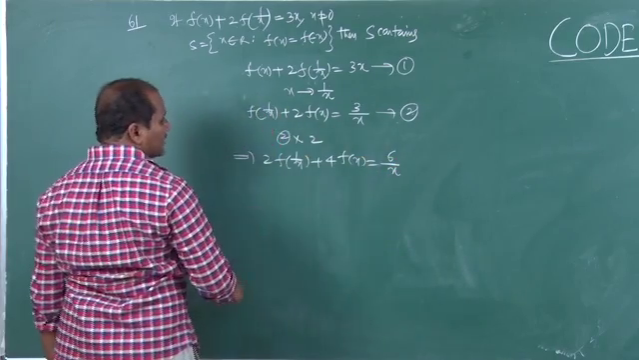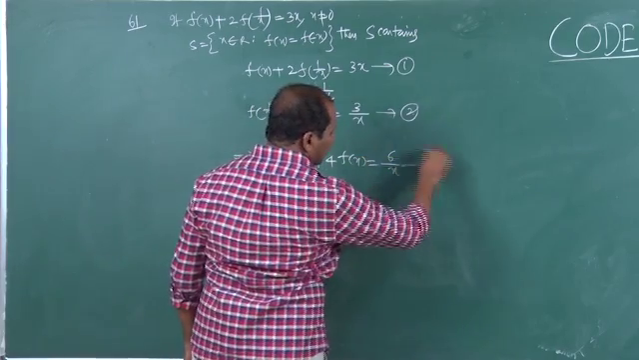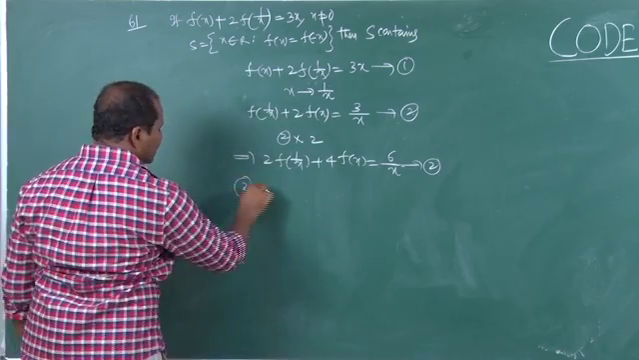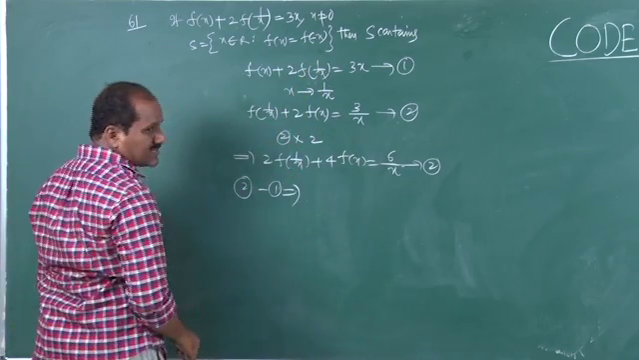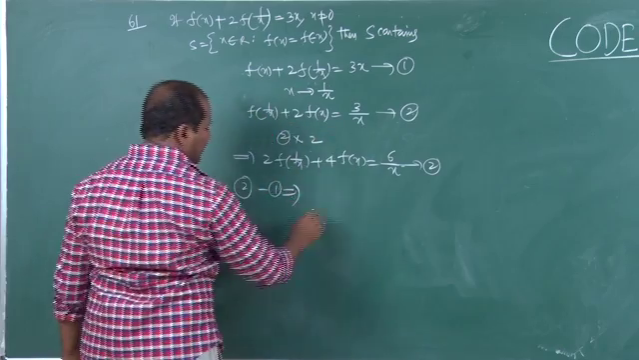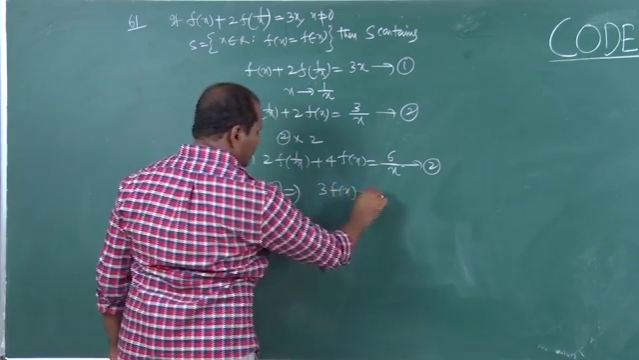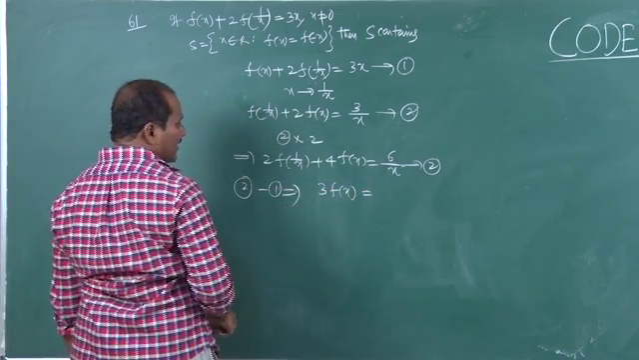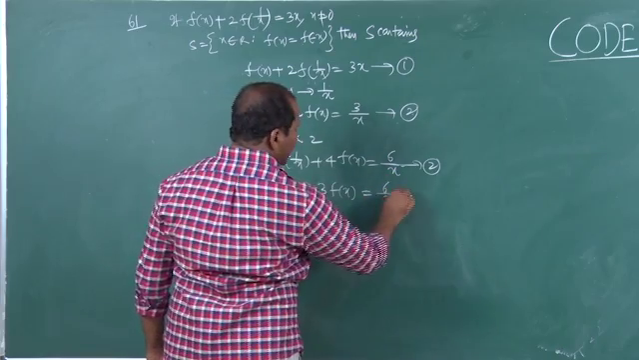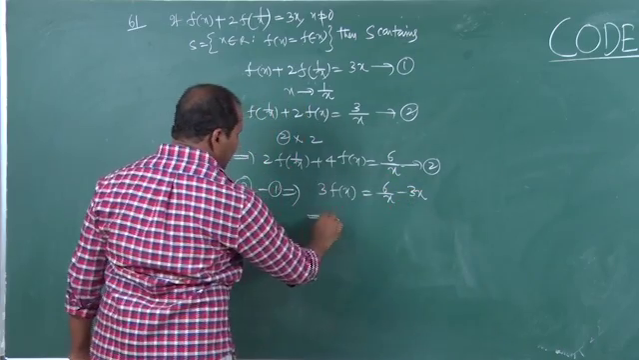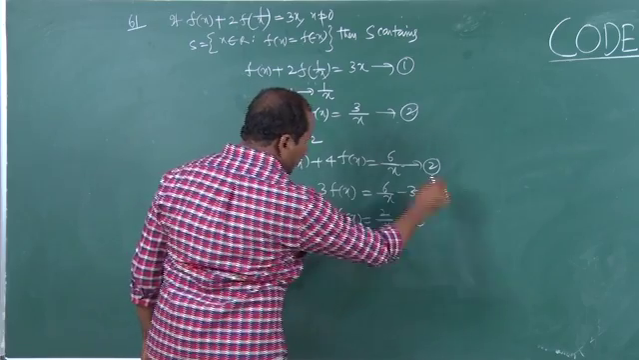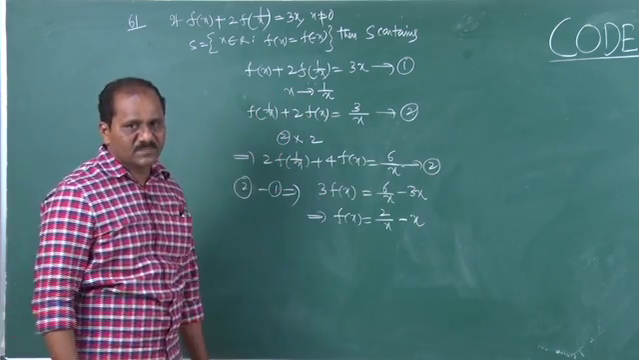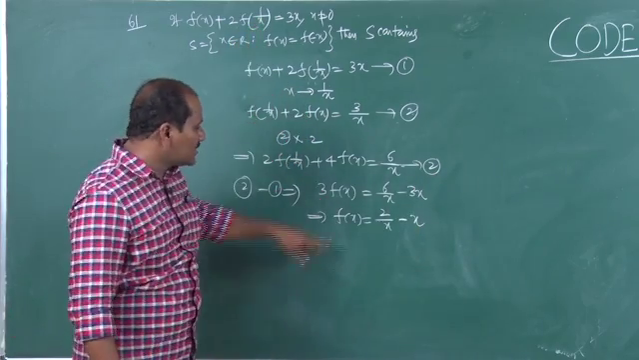Let us take this as equation 2. Now 2 minus 1: the 2 times f of 1 by x gets cancelled, 4 f of x minus f of x, 3 f of x is equal to 6 by x minus 3x, which implies f of x is equal to 2 by x minus x. This is the function. So, related to the given question, this is f of x.